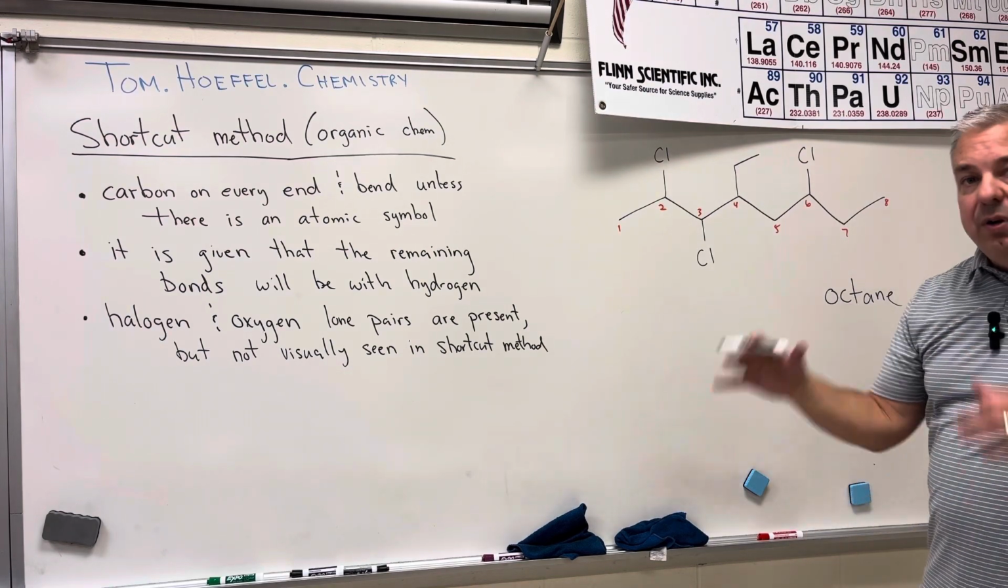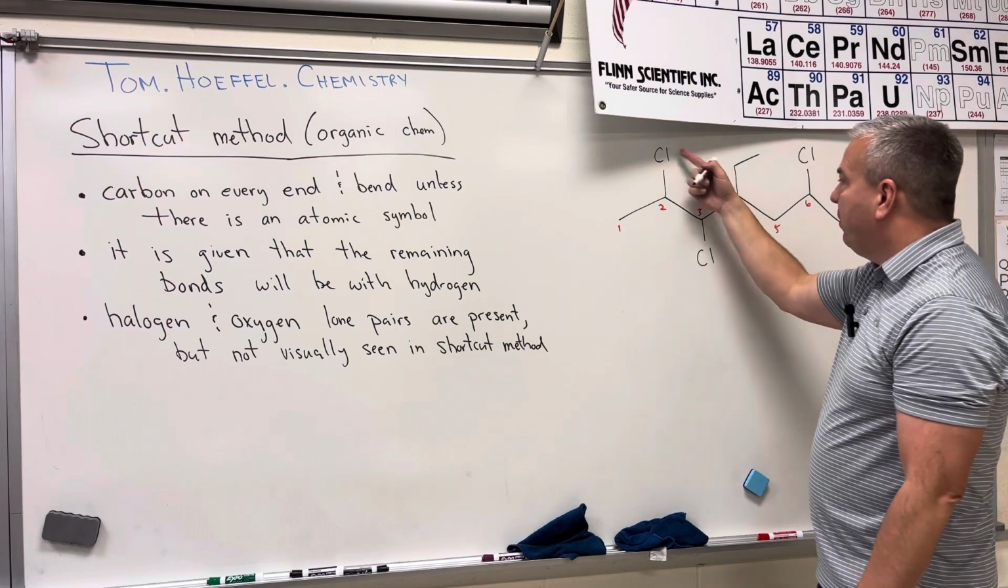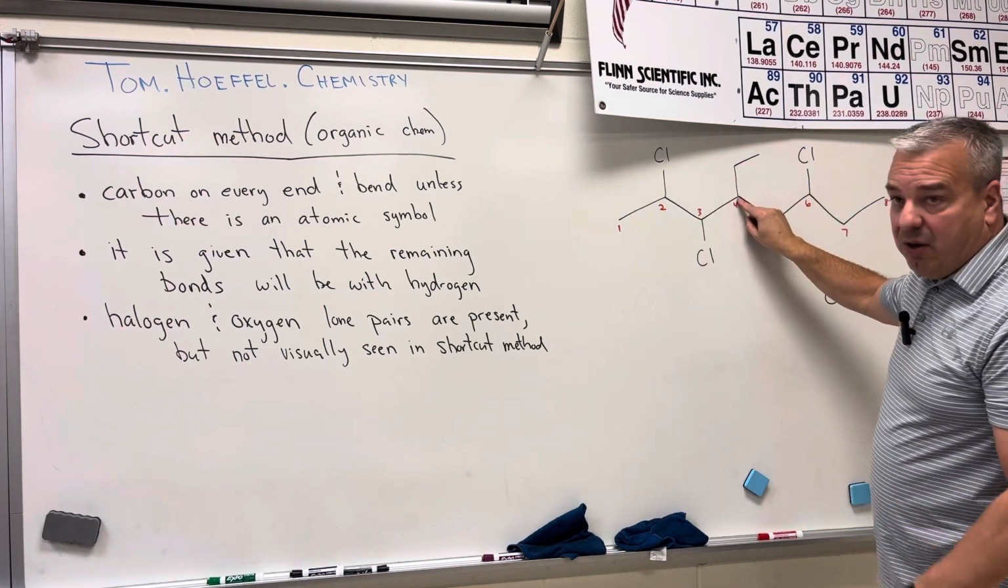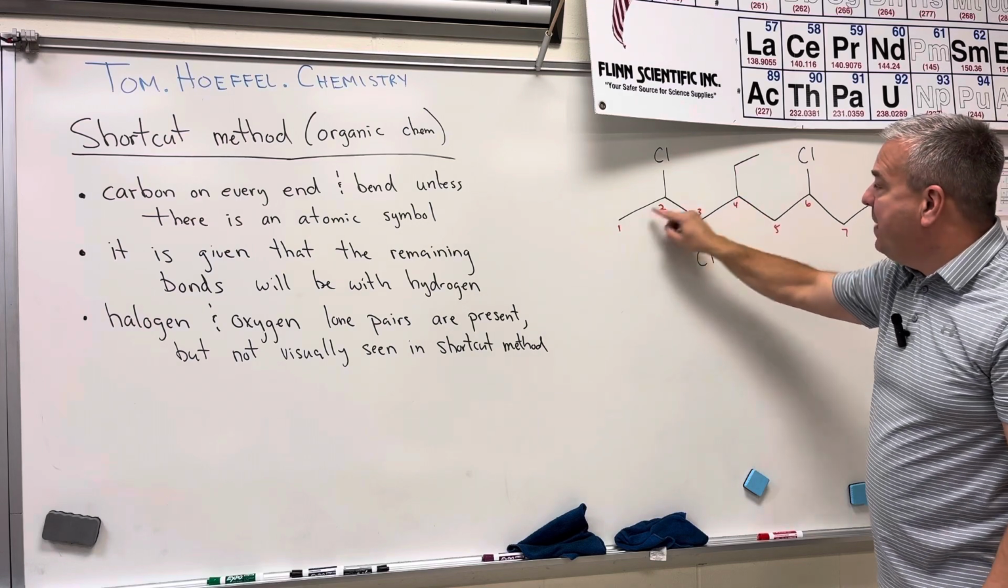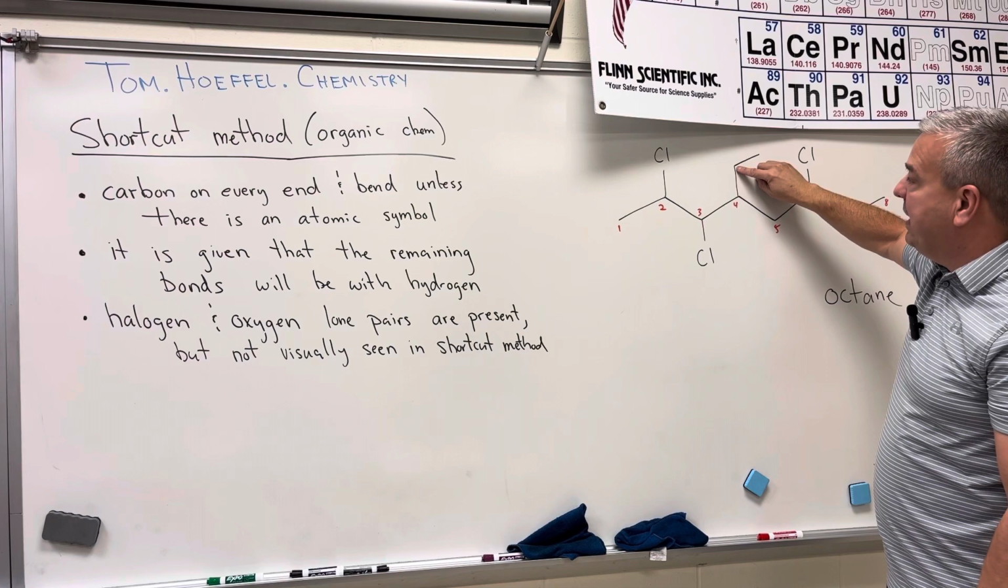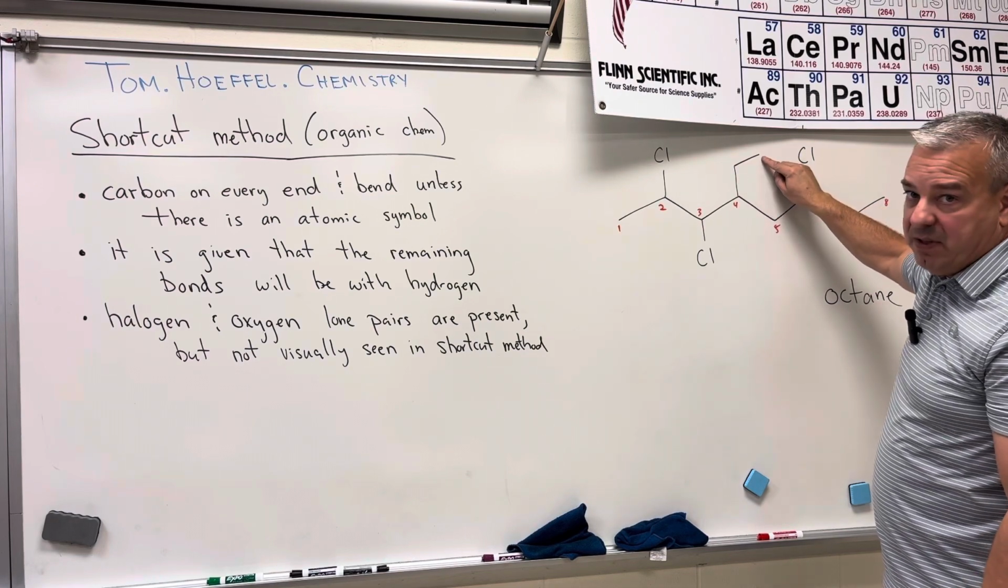And then we have 2 different types of groups here. We got the chloro groups, and we have this guy right here. Well, this carbon right here is part of the main chain. So the first carbon that's part of the side chain is right here. So it's 2 carbons long.